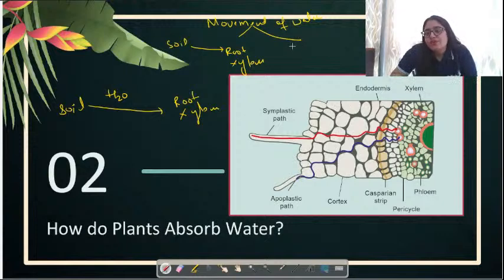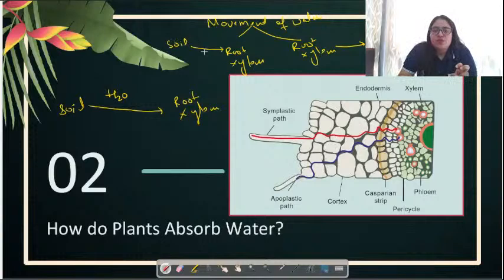And then water needs to be transported from root xylem to stem xylem. Simple. Movement of water from soil to root xylem and then from root xylem to stem xylem. This is exactly what we need to understand. So this is what we will discuss in the second portion, and this is what we will discuss in the third point, right?